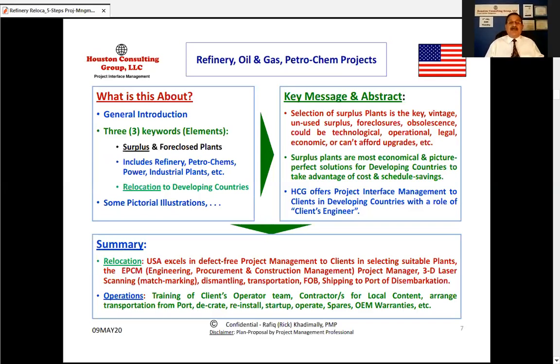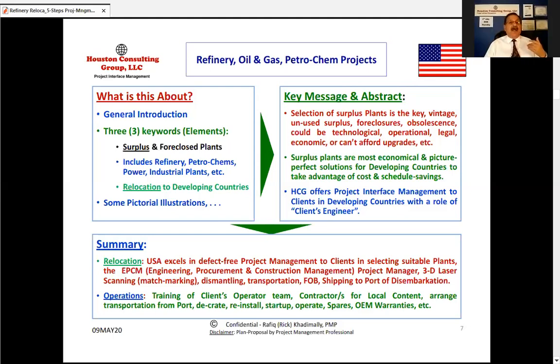The key message in the abstract is that the selection of a surplus plant is very important. What year it is, the vintage; you're not looking for a corroded one, whether it is unused surplus or foreclosure. Many times the foreclosures are due to obsolescence, which could be technological, operational, legal, or even economical. And many times when a plant demands upgrading, they don't have the funds. What they do, they foreclose it.